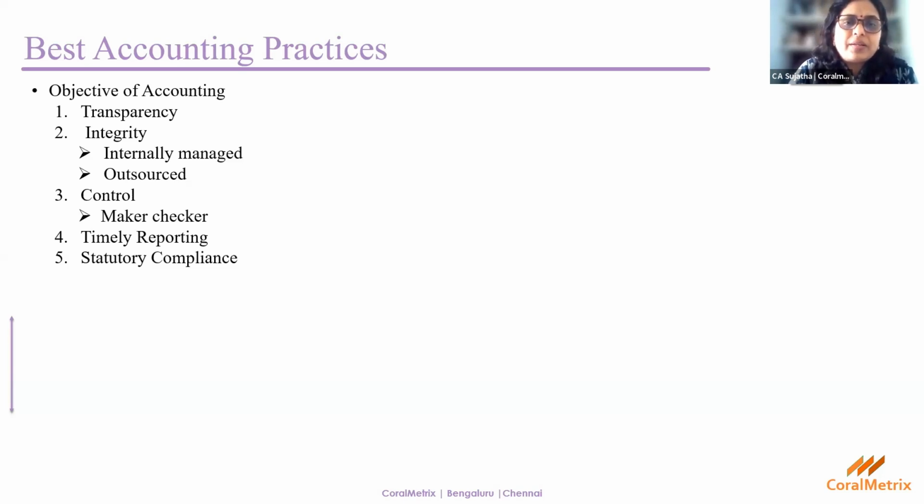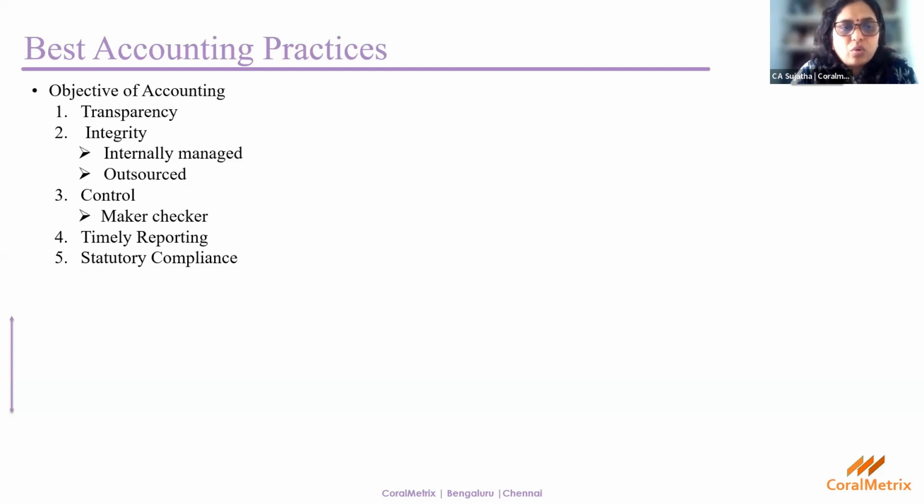Then the third aspect is outsourcing. Once the accounts are outsourced to a third party, it is the responsibility of the management to ensure that proper records are given to the third party, that is the accountant, so that the bookkeeping happens in the way it is expected. The next aspect is control.